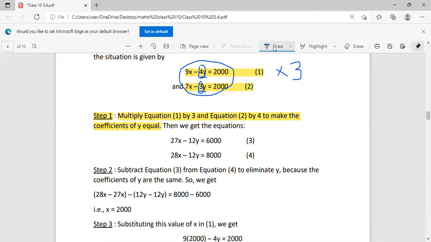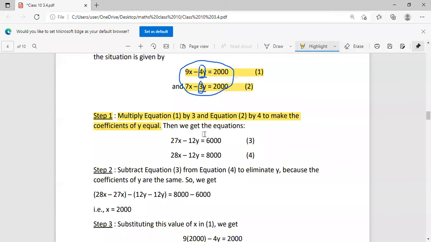Okay, so let me ask you, if our aim was to cancel the variable x, then what should we do? Okay, Abhiman, you can tell. What number should equation 1 be multiplied by? Sir, we can multiply equation 1 by 7 and we can multiply equation 2 by 9. Very good. Then we can eliminate the x variable. 63x and minus 63x.